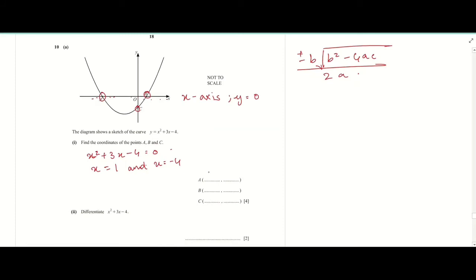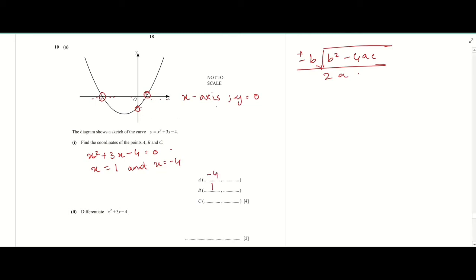So obviously B is on the positive side, right? It's on the right side, it lies in the positive quadrants. So on the positive x-axis, B is going to be 1, and the negative will be A, so that's going to be minus 4.